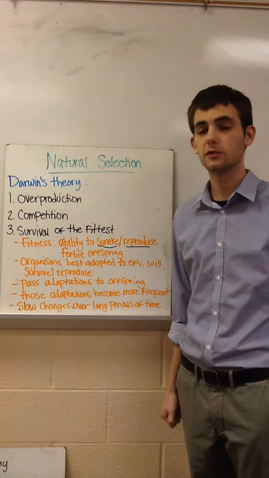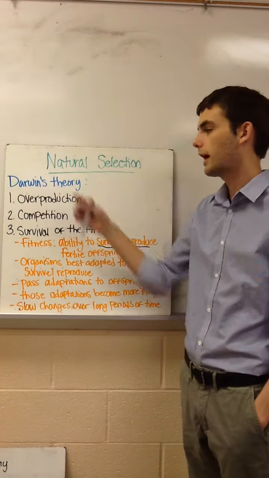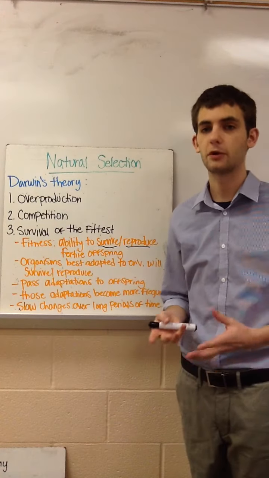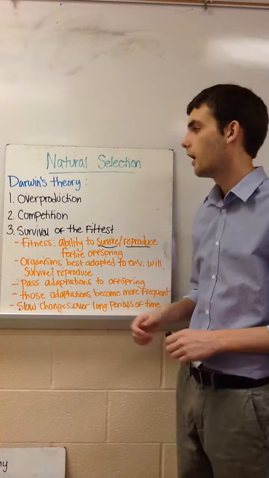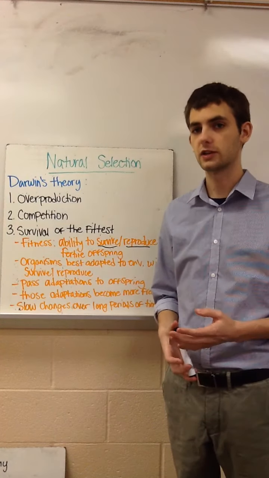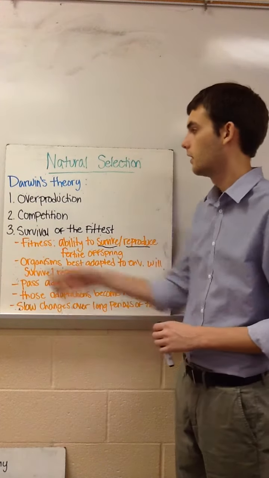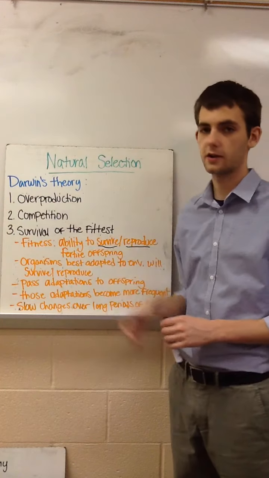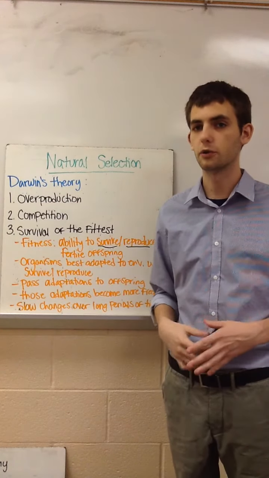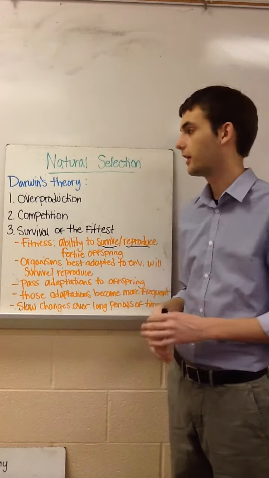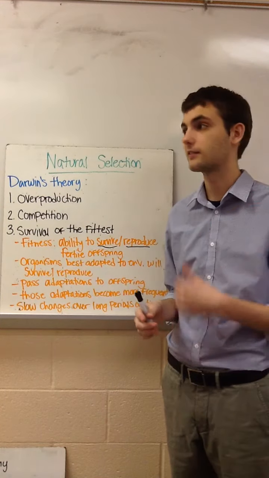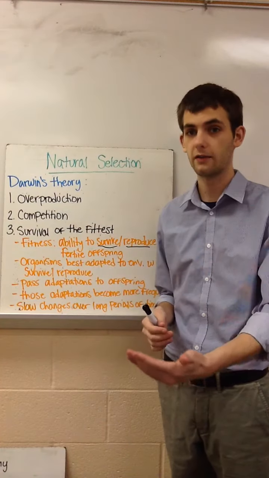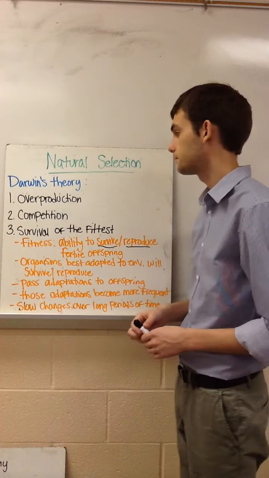Darwin's theory of natural selection was proposed after Darwin visited the Galapagos Islands on the HMS Beagle, which was a ship at the time. His theory of natural selection consists of four main components. The first of these is overproduction, and this is when an organism produces more offspring than could possibly survive. And that's to ensure that at least some of the offspring will survive, and then they could reproduce.